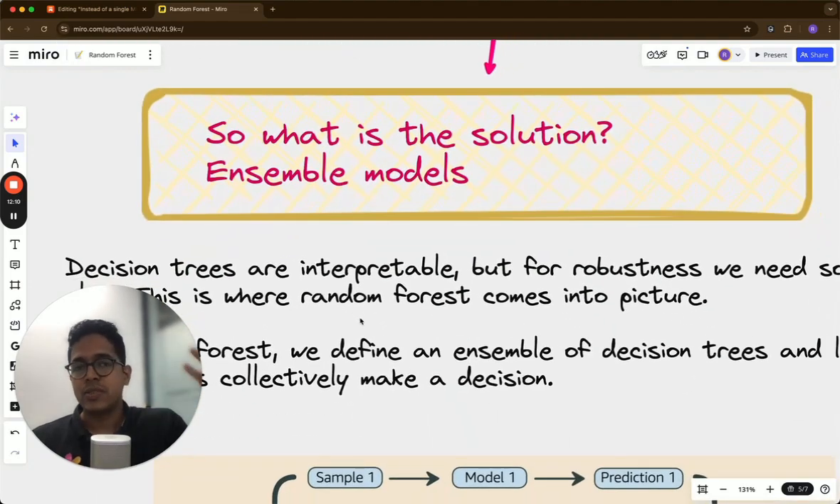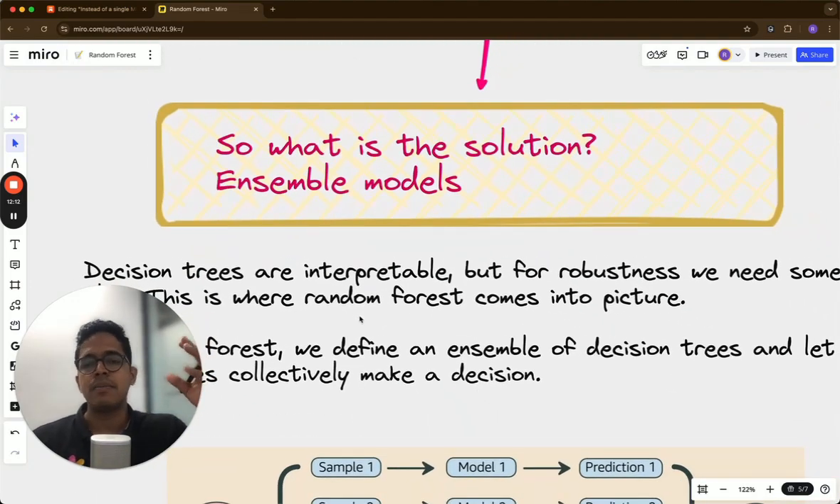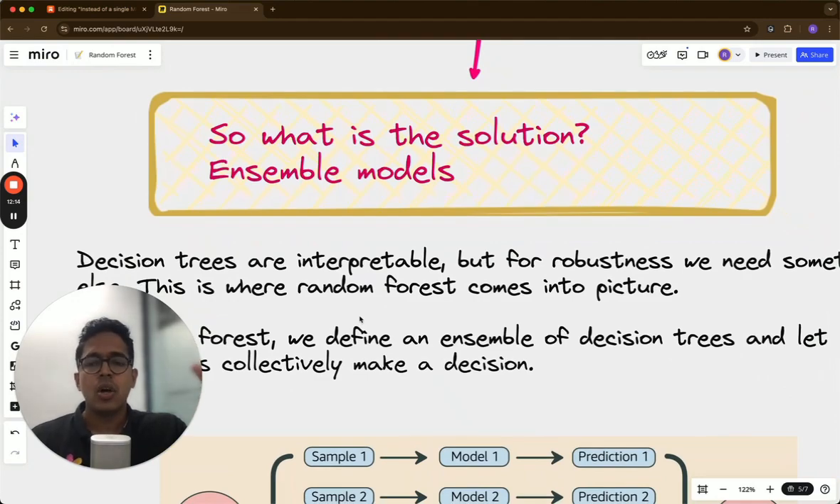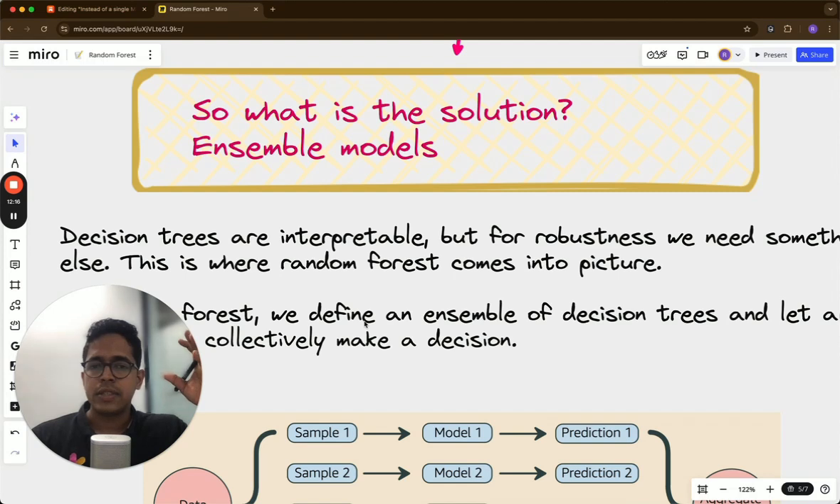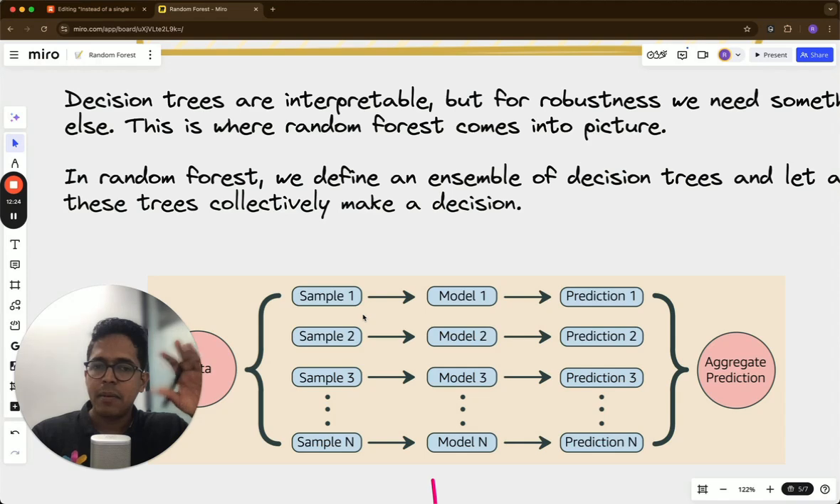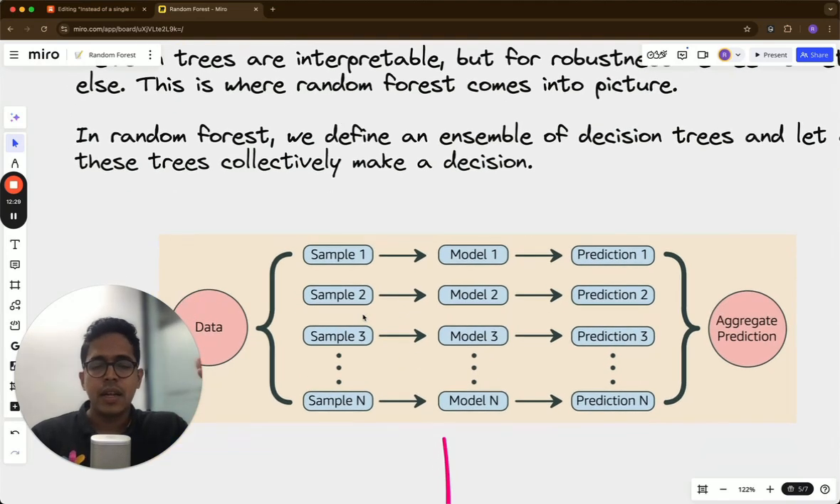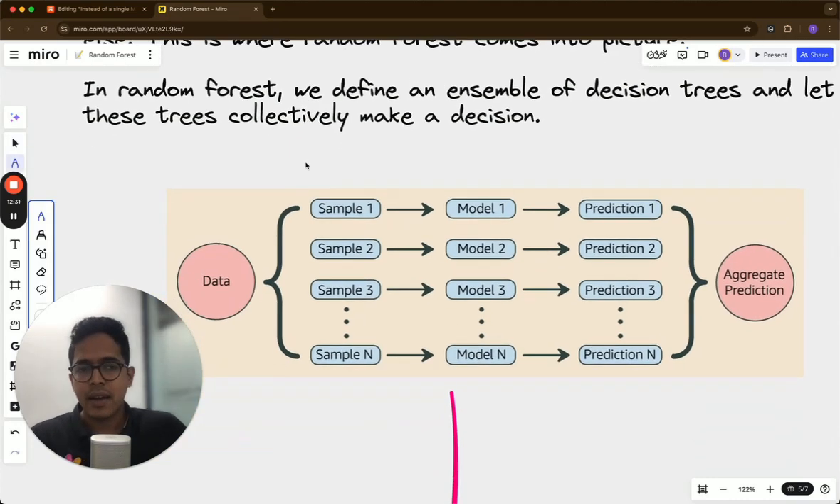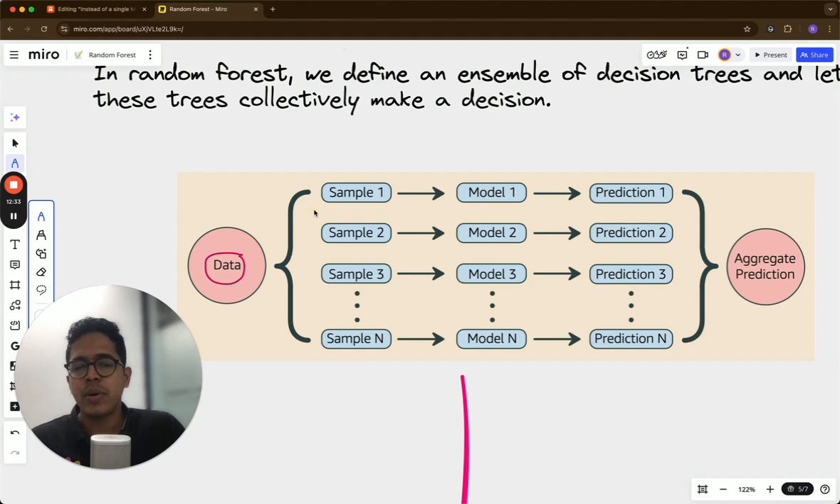So the solution is what? The solution is to look at something called ensemble models. Ensemble models are a concept where instead of using one machine learning model, you pass different data samples to different machine learning models and let them learn some patterns from the data set. Now, if you are provided with new data, a test data, you can pass that test data into sample 1, which is sample 1 of the data.